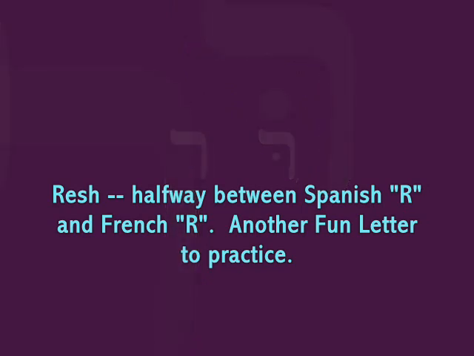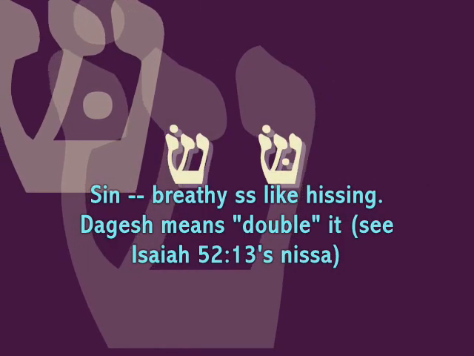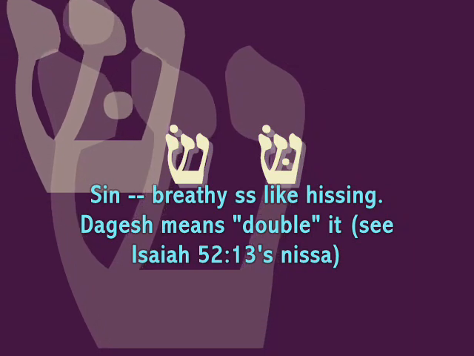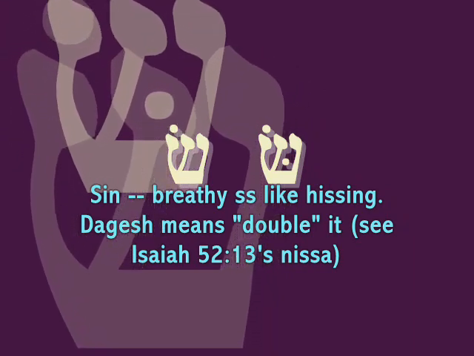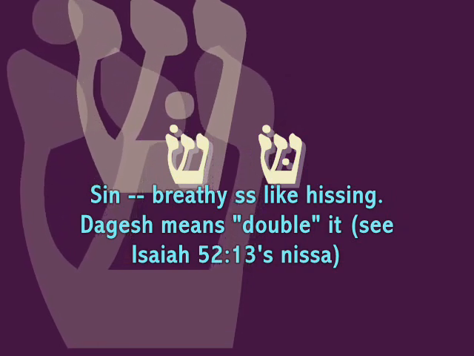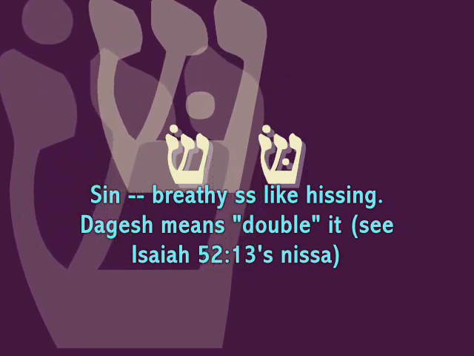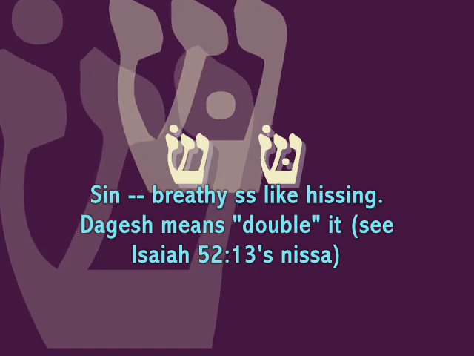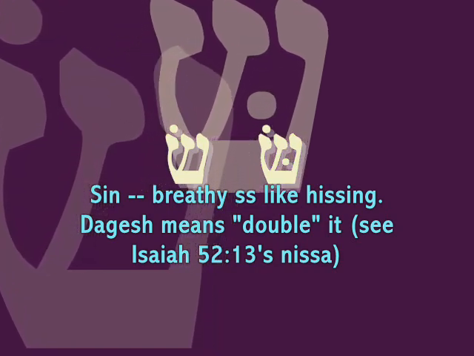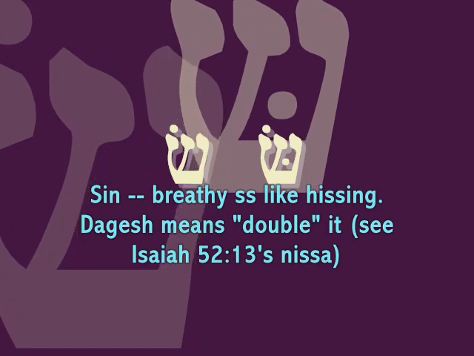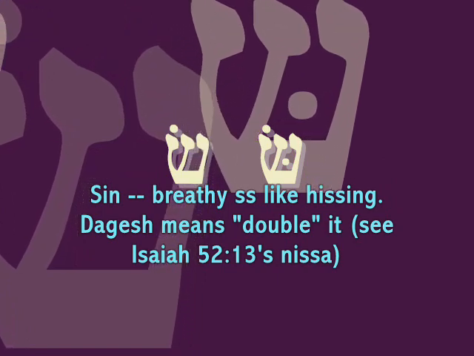Okay, the next is the Sin. Now the character looks like a W to us in English, but that's the air movement going on. And the Sin, if you look at that dot, see that dot off to the upper left? That's telling you it's Sin. And it's kind of like between an S and an SH, but there's not very much H in it.